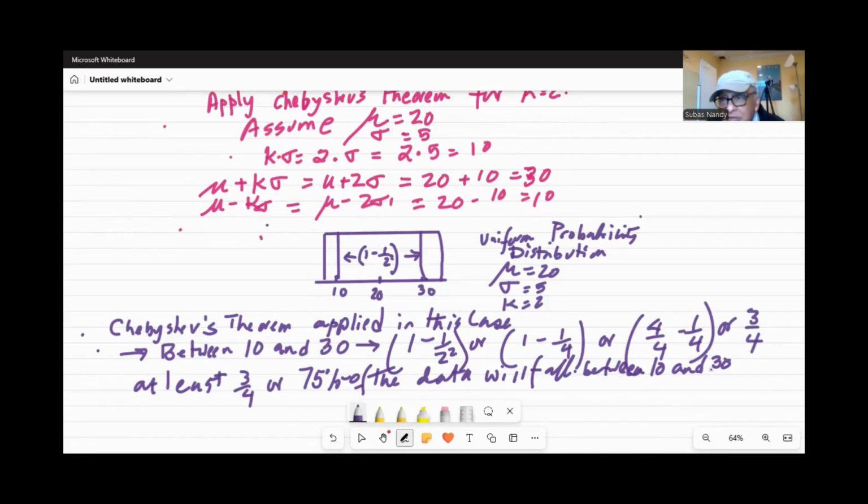The advantage of Chebyshev's theorem is that it applies to any kind of distribution. It does not have to be normal. In our example, we applied it to a uniform probability distribution. It's not bell-shaped. Uniform probability means constant probability within an interval, like I drew on this diagram. Then I applied Chebyshev, 1 minus 1 over k squared, with k equal to 2, and found the two boundaries within which 75% of the data will fall, which in this case is between 10 and 30.